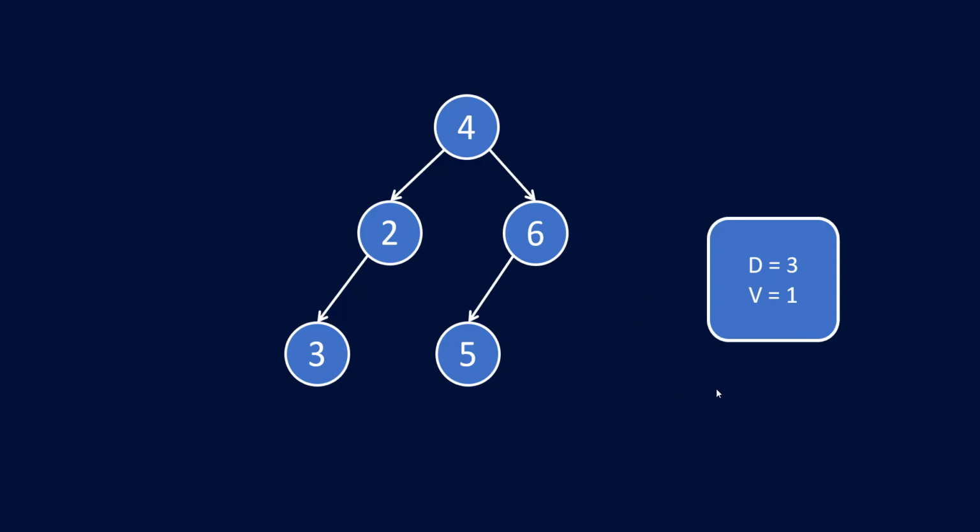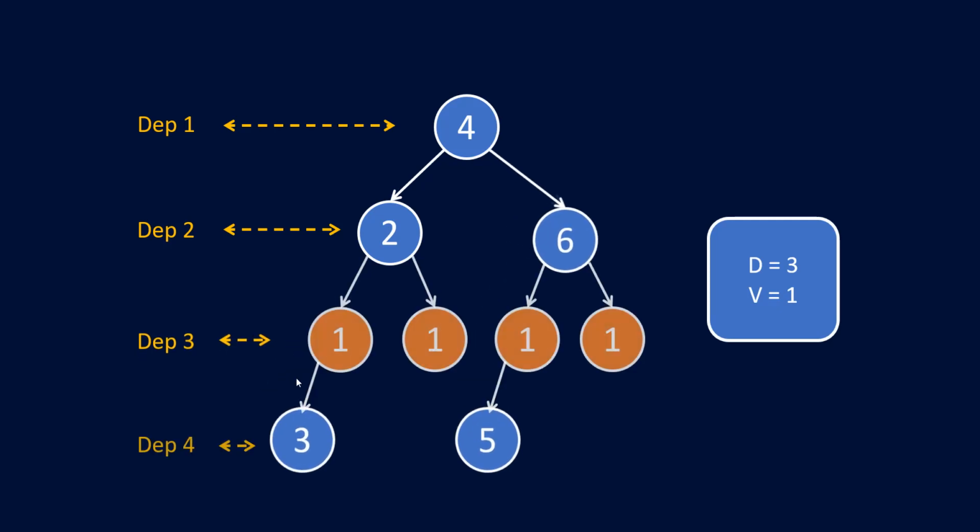So let's take this tree, and at depth d equal to 3, we need to add the nodes with value 1. Here we can see that the root node will be at depth 1, this will be at 2, and over here at depth 3, we need to add the nodes with value 1 and then attach these trees to the left and right of these particular nodes that we will be adding. So now this becomes our resultant tree.